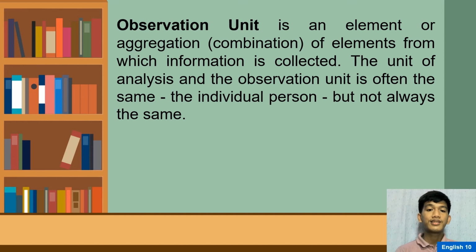It is an element or aggregation or combination of elements from which information is collected. The unit of analysis and the observation unit are often the same, the individual person, but not always. These are the elements in the study, and they are the subjects of the study, and most of the time they are the respondents of the study. They are what we call observation units.